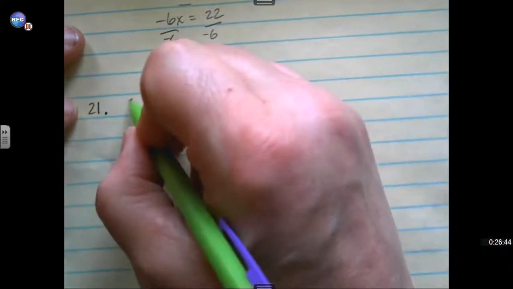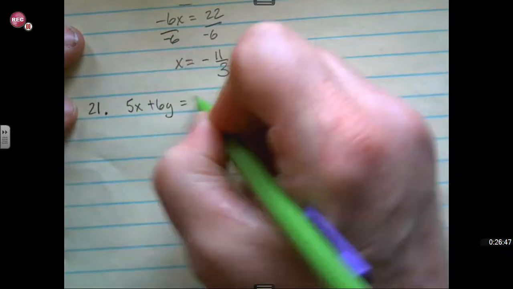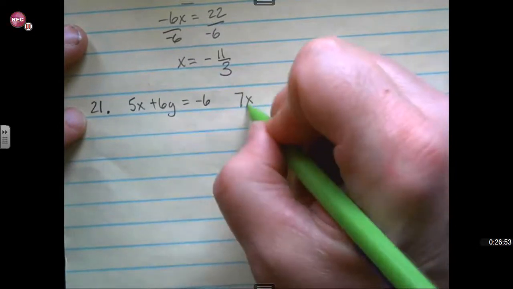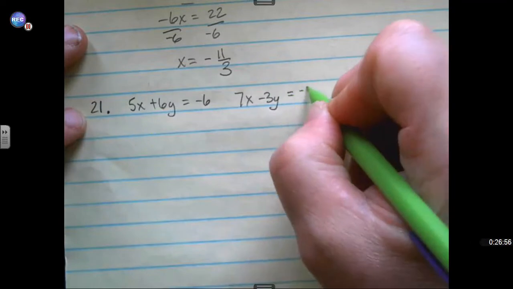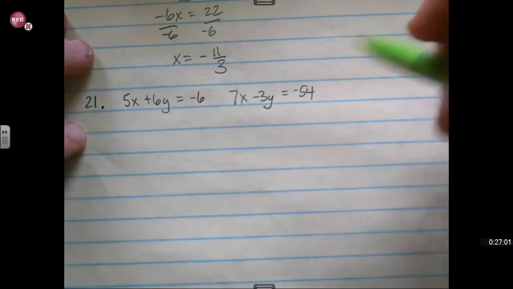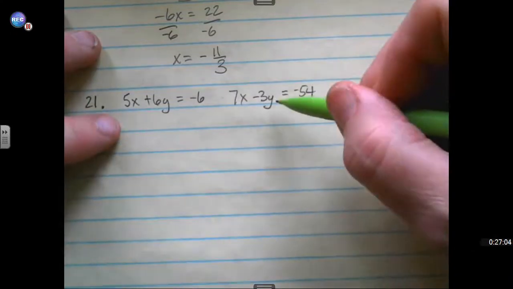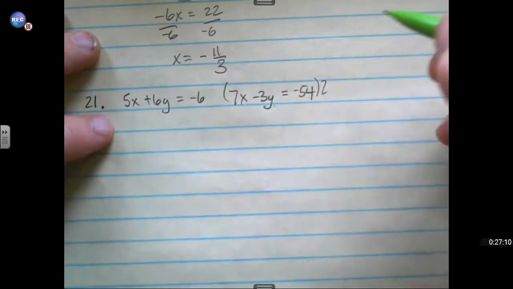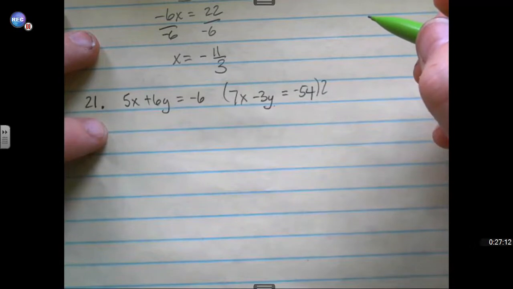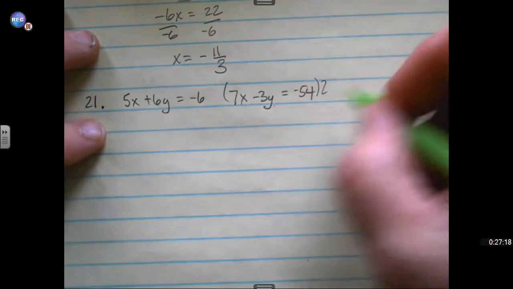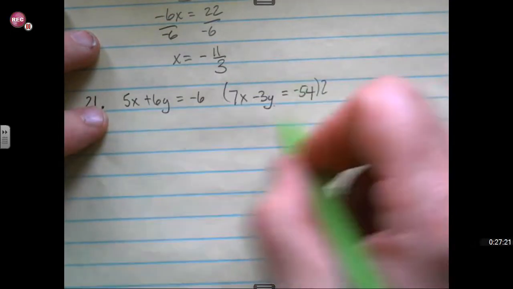21. 5x plus 6y equals negative 6. And 7x minus 3y equals negative 54. So it looks to me like if I were to multiply this second equation by 2, the y's would drop out, and I would be able to solve that for x, and then substitute that in somewhere to find y. So let's do that.